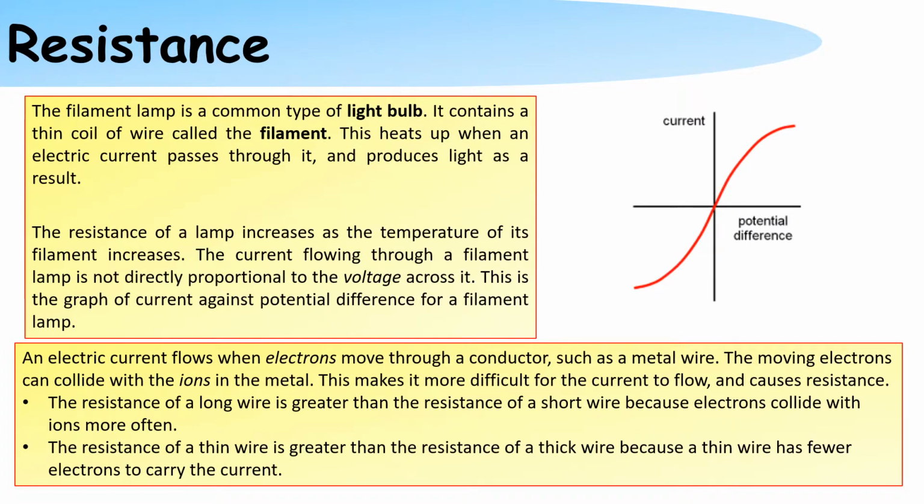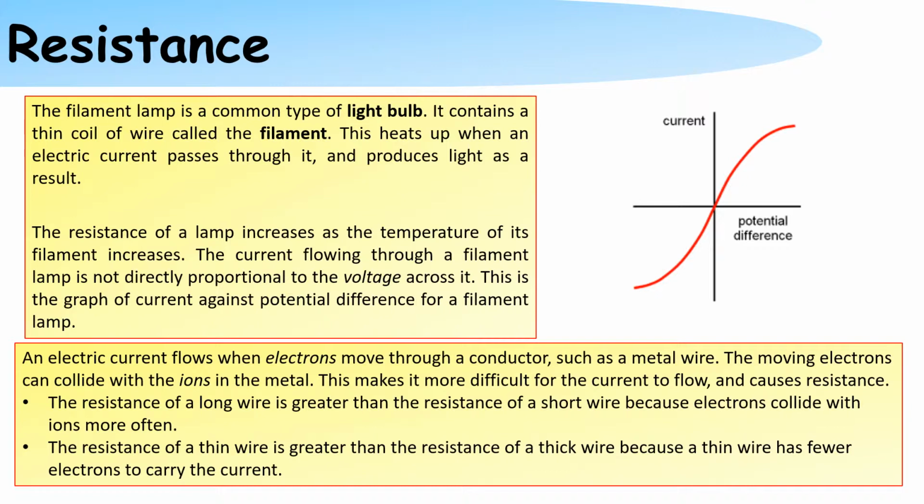The filament lamp is a common type of light bulb. It contains a thin coil of wire called a filament. This heats up when an electric current passes through it and produces light as a result. The resistance of a lamp increases with the temperature.